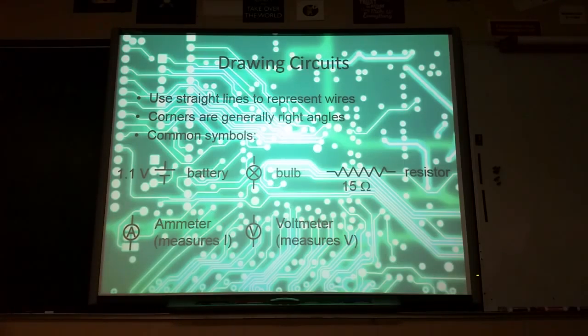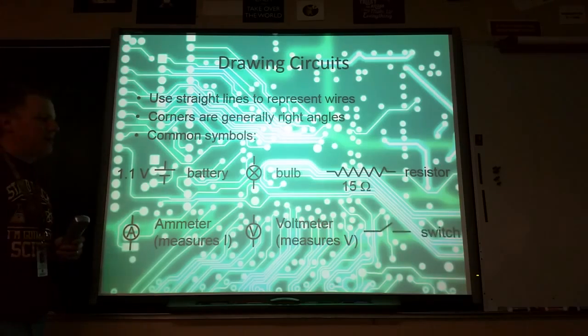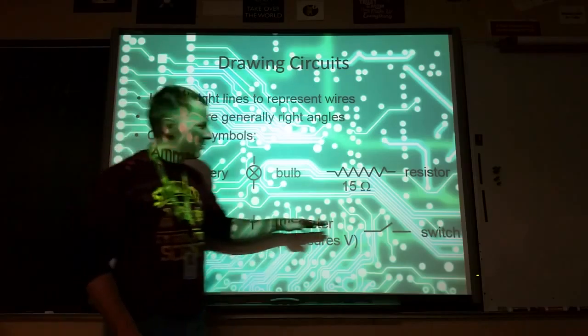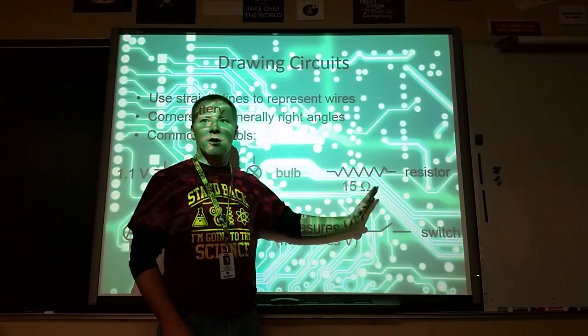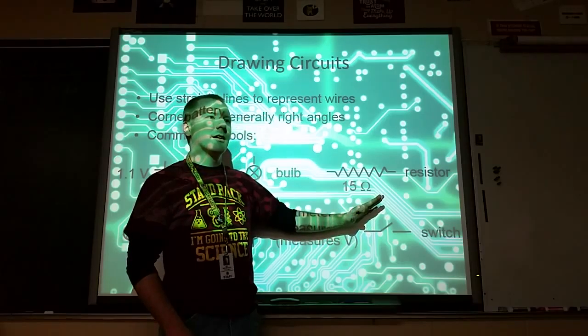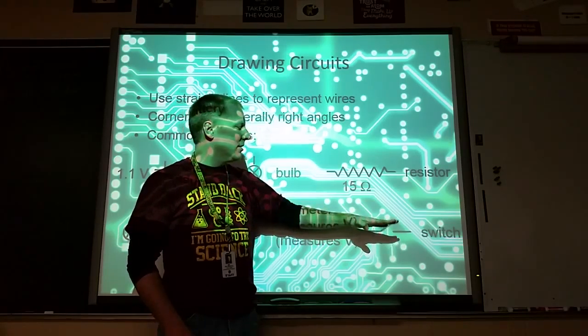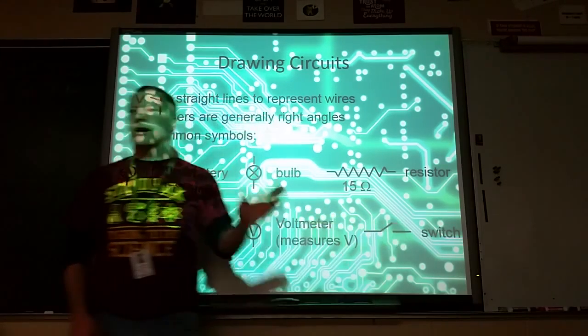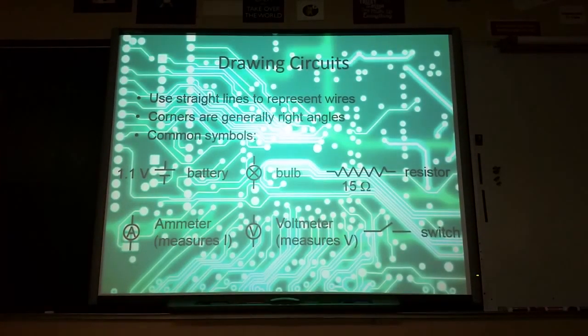And then finally, we don't end up using this too much, but we'll put it on there since it's on the page, a switch. A switch looks like a piece of wire that's broken and part of it's folded up, because this would be an open switch, so electricity couldn't flow. When you closed it, then it would connect the 2 wires and you'd have electricity flowing.